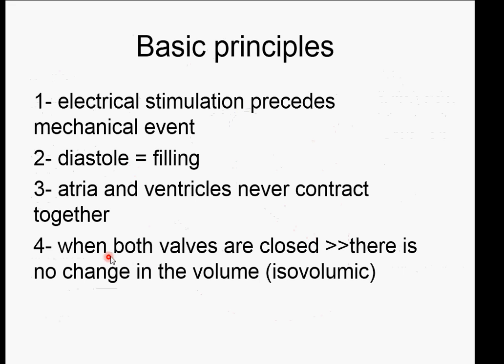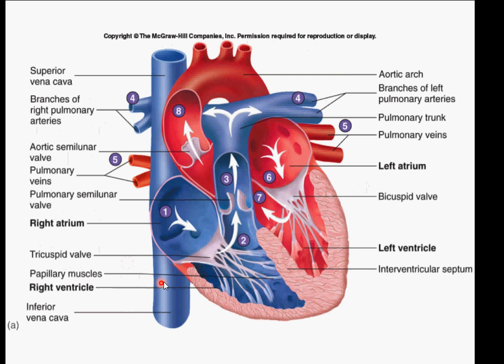Another concept is when both valves are closed, there is no change in the volume. Each ventricle has two valves guarding it: the AV valve and the aortic valve for the left ventricle, and the pulmonary valve for the right ventricle. When both valves are closed, meaning the bicuspid valve and the aortic valve are closed, there is no change in the volume in the ventricle. This is called isovolumic, meaning the same volume.